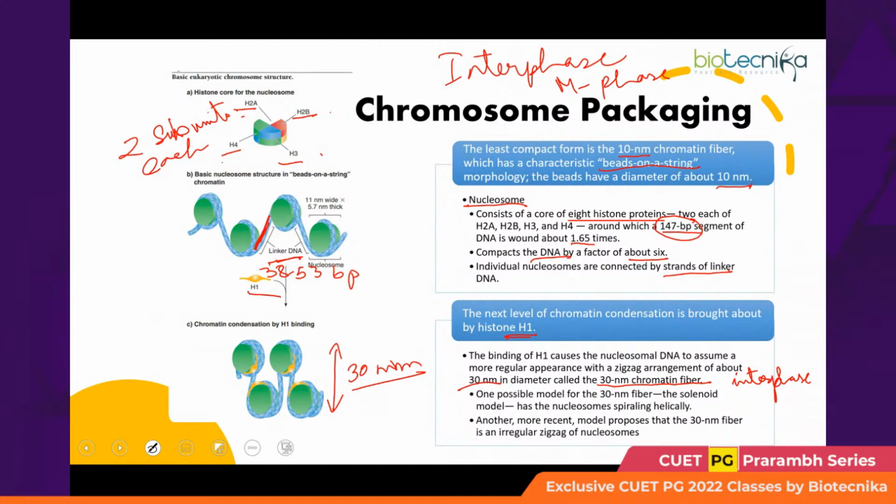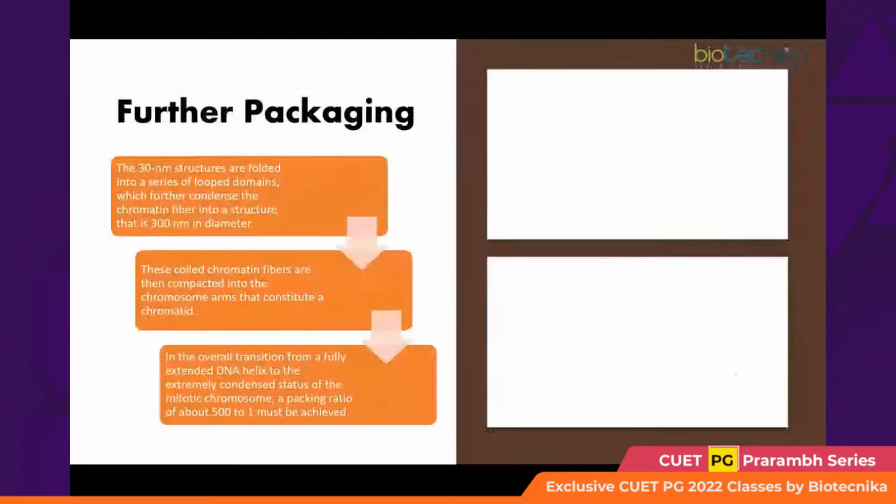Now this 30 nanometer is not alone. This 30 nanometer fiber will further be coiled, right? Because we see that the chromatin structure is the most relaxed when we see it as a thin thread-like structure in the interphase. But when cell division starts, the chromosomes keep on getting compact, right? So how does that compaction happen? Through further packaging.